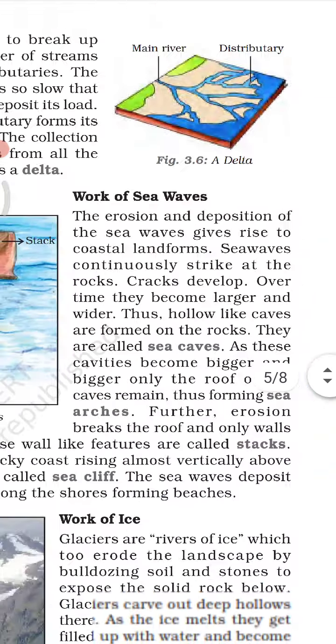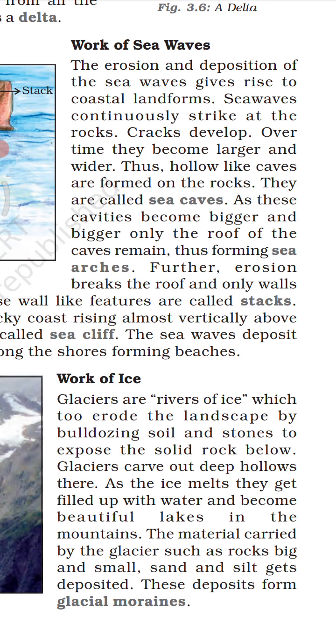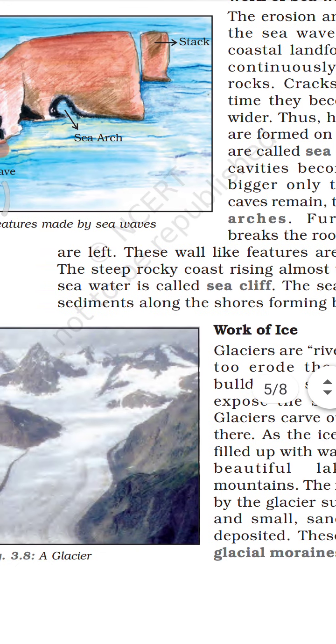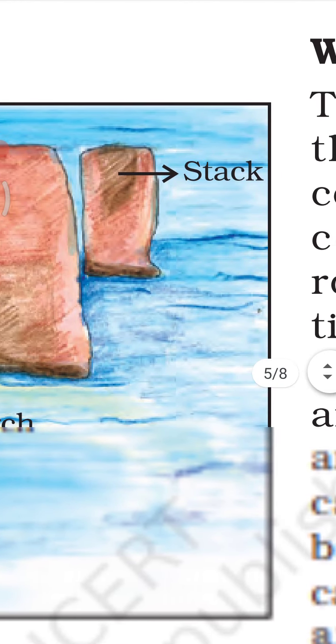Next is, further erosion breaks the roof and only walls are left. These wall-like features are called stacks. Now this is a stack. This happens continuously, and after many years, the roof also breaks down, and there is only this pillar-like structure, and this is called a stack.